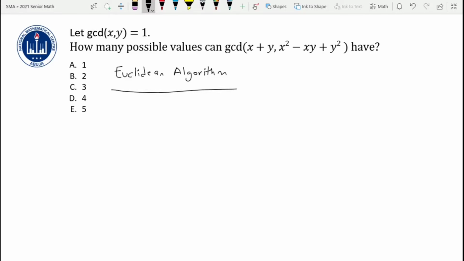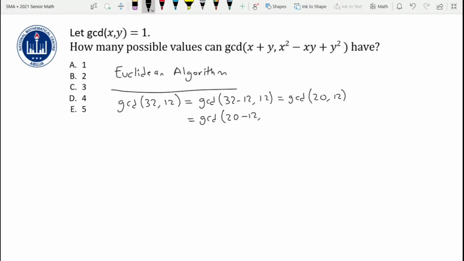We'll start with an example. Let's say we want to find the GCD of 32 and 12. What we do is that we replace the larger number with the difference between the larger and the smaller number. Since 32 is the bigger number, we'll have 32 minus 12 in place of 32, and 12 stays as it is, which is equal to GCD of 20 and 12. Since 20 is the larger number, 20 will be replaced by 20 minus 12, and 12 stays the same, which is equal to the GCD of 8 and 12.